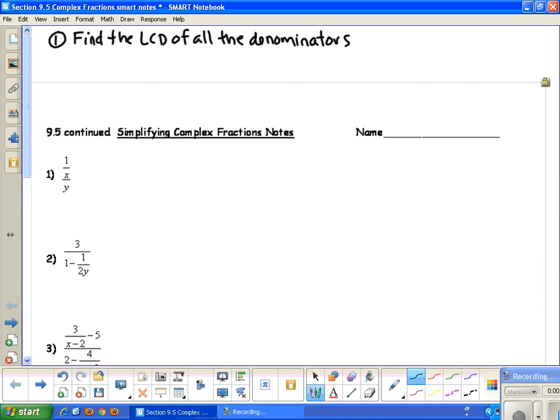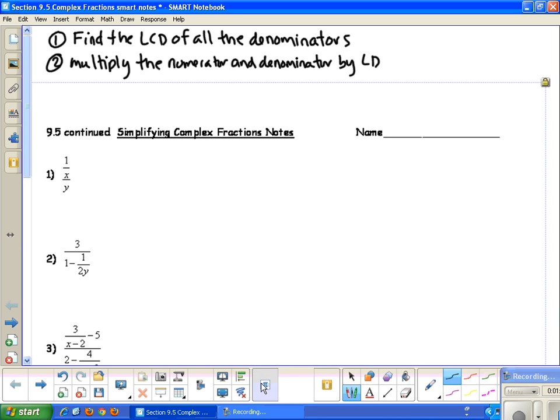After you do that, the second step is going to be multiply the numerator and denominator by the least common denominator. And then simplify.